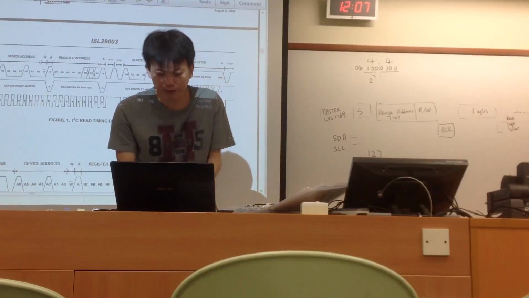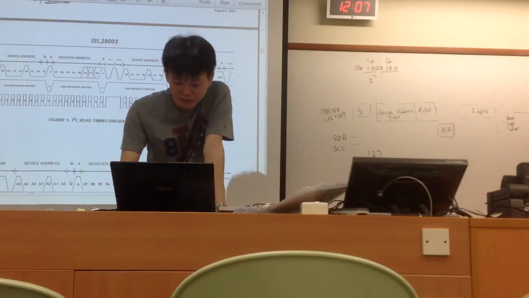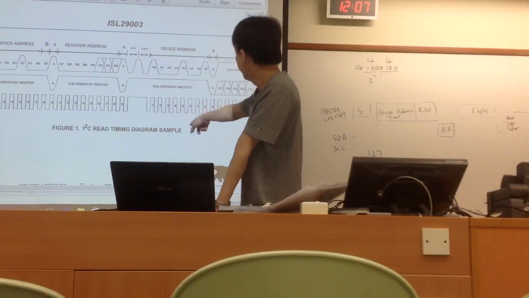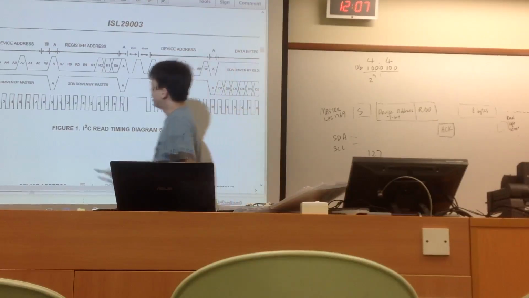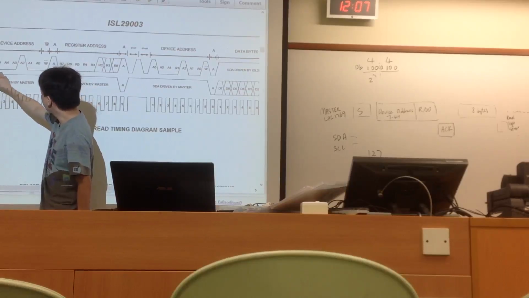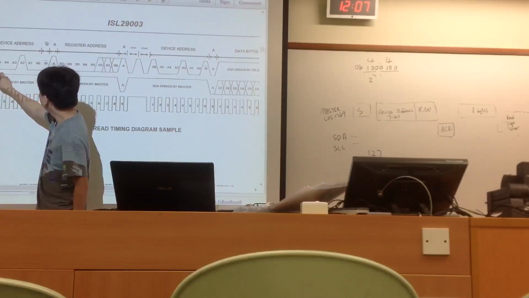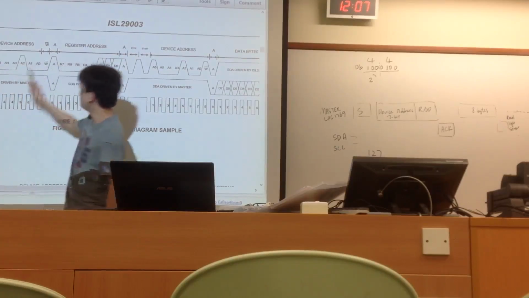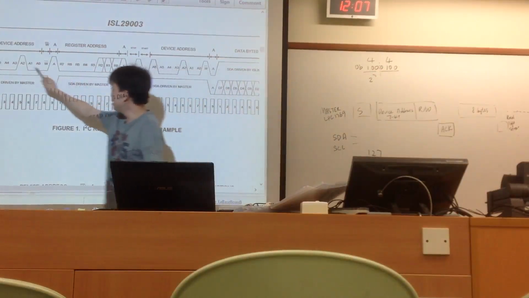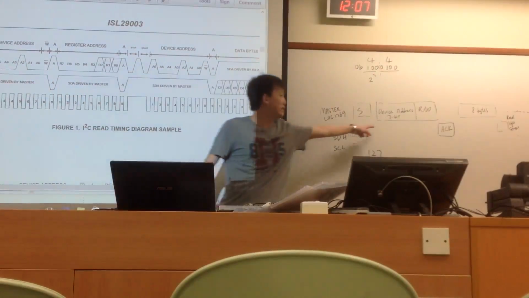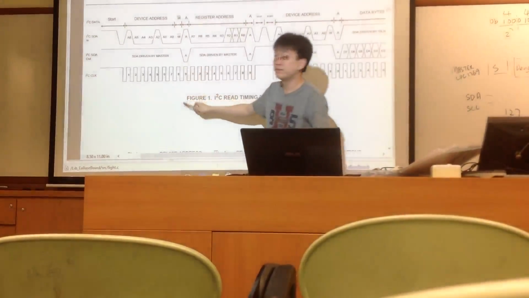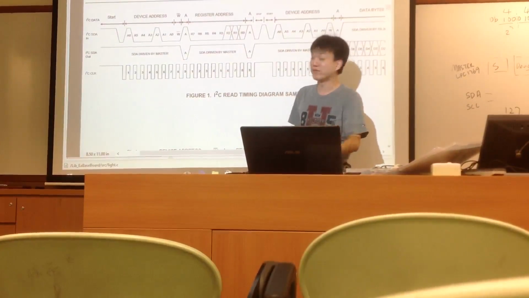Actually, maybe sometimes if you find that you are not able to understand the lecture notes, you can refer to the details here. They tell you how they read the data. First they send a start bit, then the clock starts. Then 1 0 0 0 1 0 0. This is the device address. First they send the device address. Then the next bit is write. They try to write something to the device.